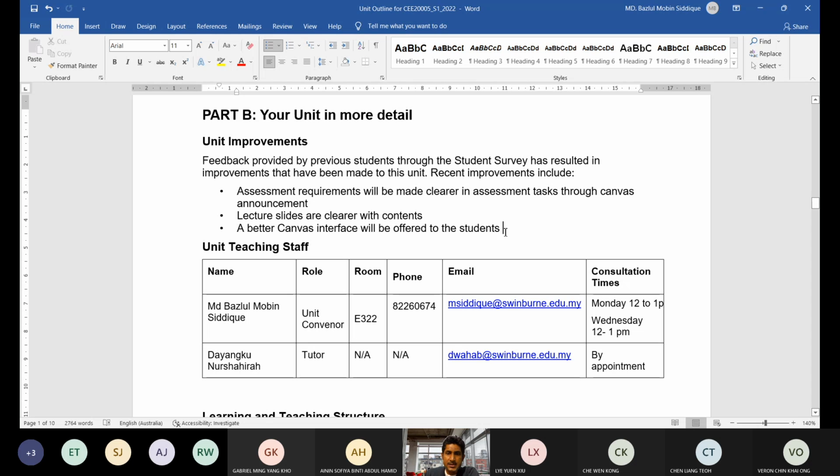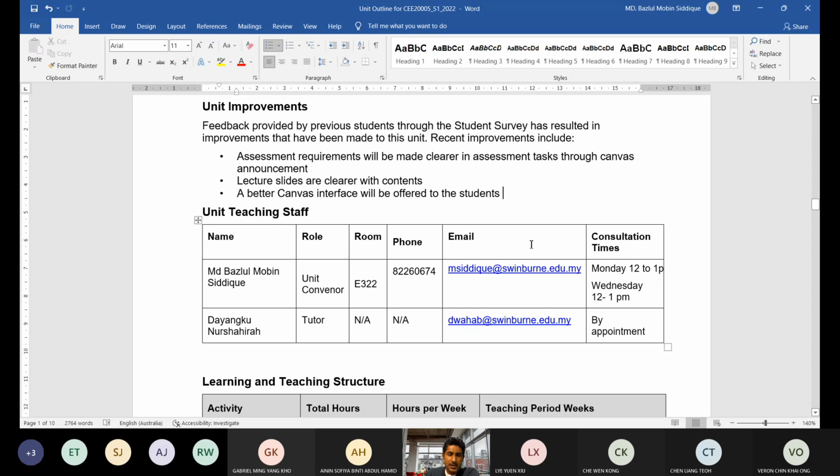There is a better Canvas interface, so that every week you will find the information for that week in that week only. I will try to make sure that it does not overlap into other weeks. First week things will be in the first week, second week things in the second week. You can find which class, lecture or lab we had in that week as well. And of course you can email me from Canvas. I hope the interface will be better this time.